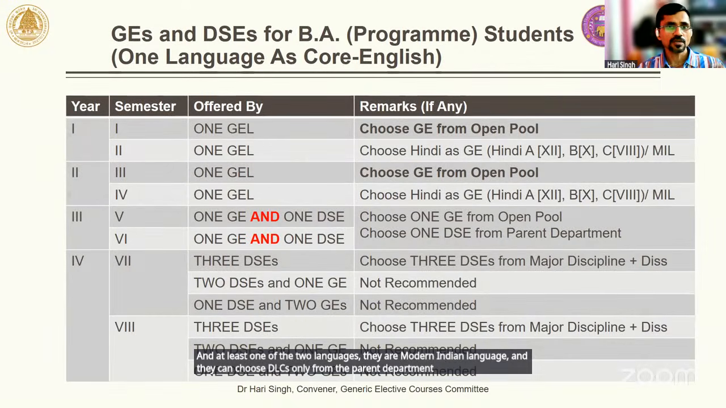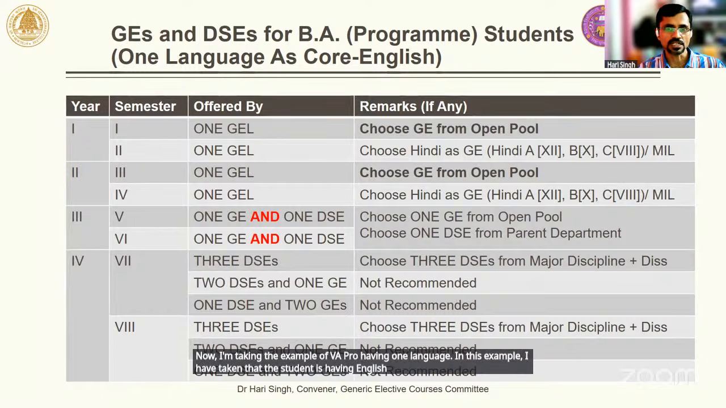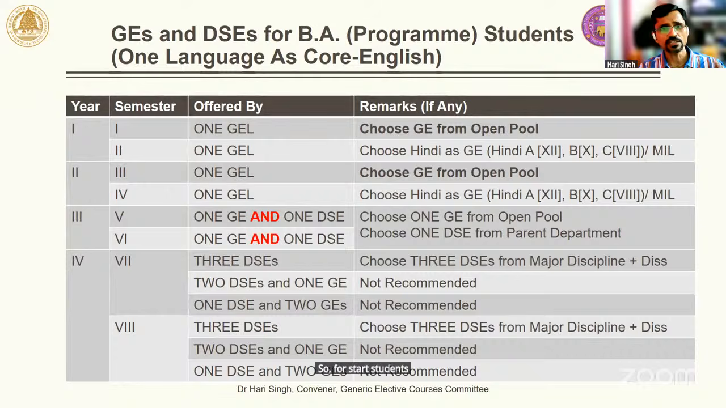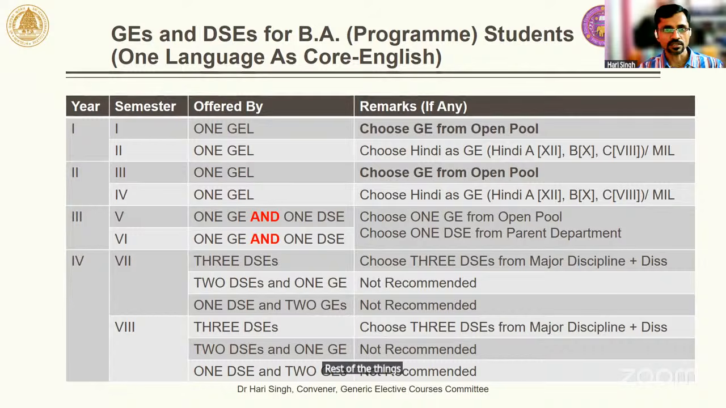Now I'm taking the example of BA having one language. In this example, I have taken that the student has English plus something else, history, sociology, mathematics, something like that. For such students, studying English as a GE language is not mandatory. In odd semesters, they can take any GE in the open pool. But in the even semesters in first and second year, they have to study Hindi or another MIL. The rest of the things are the same as the previous case.